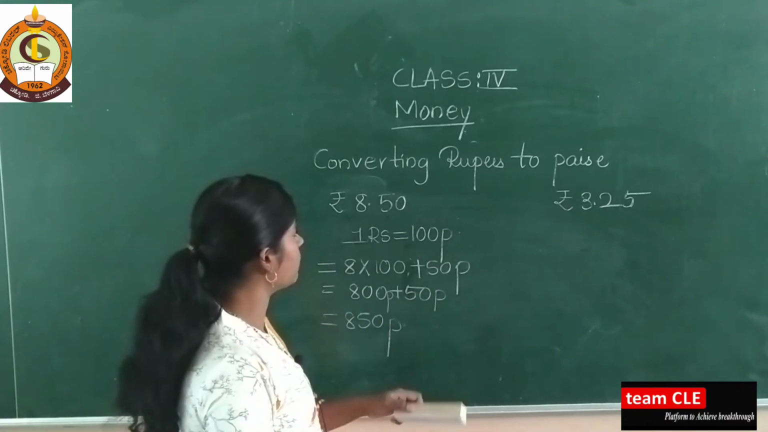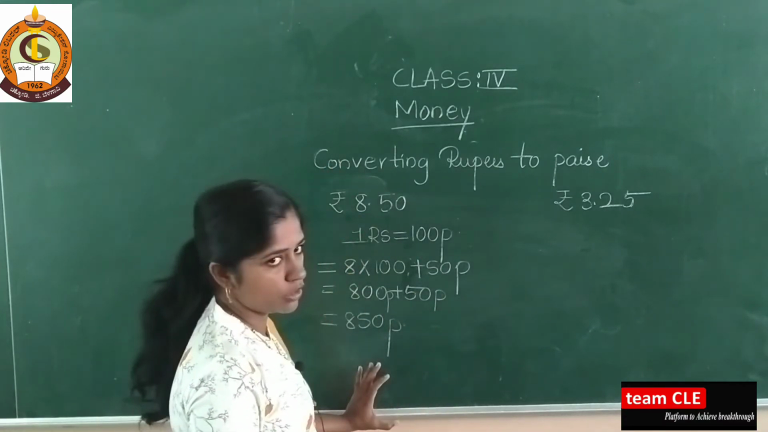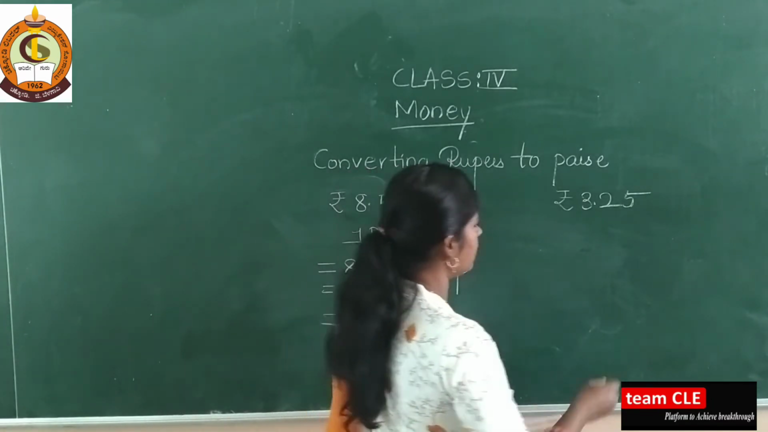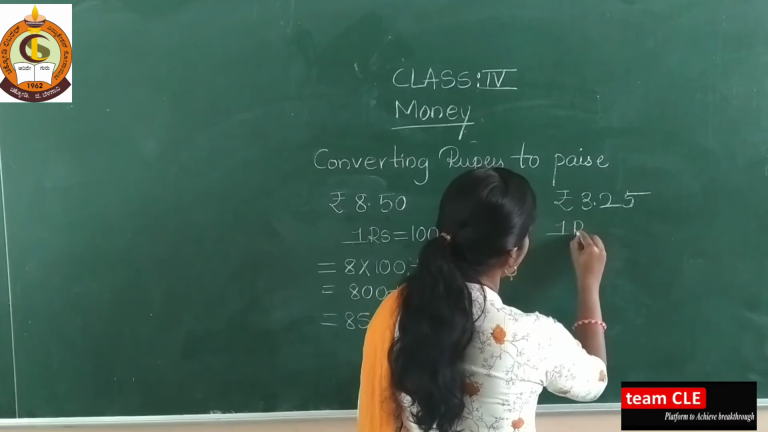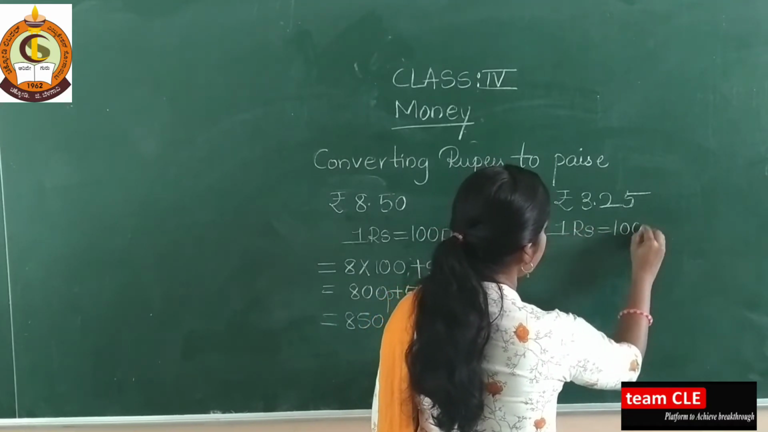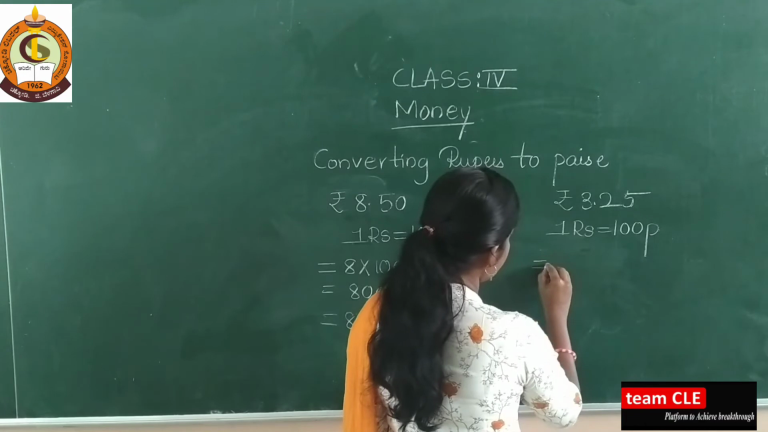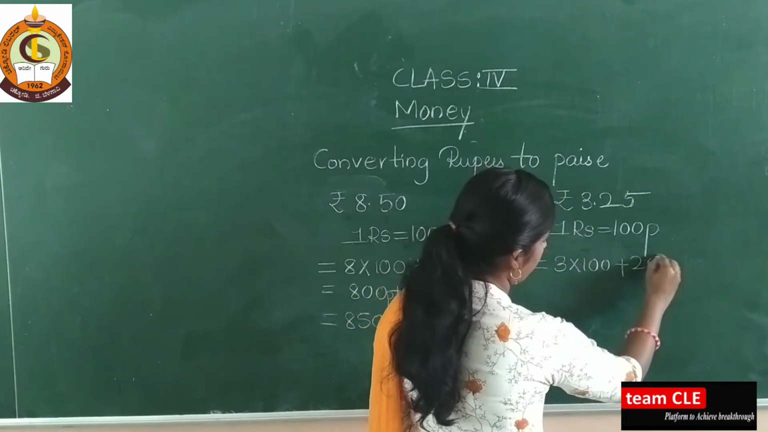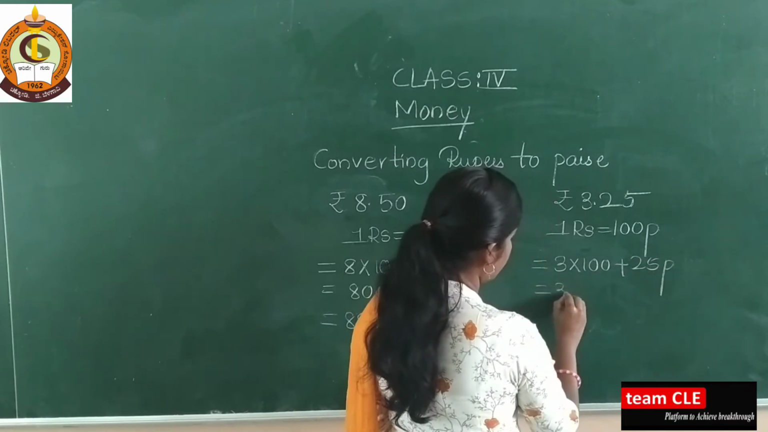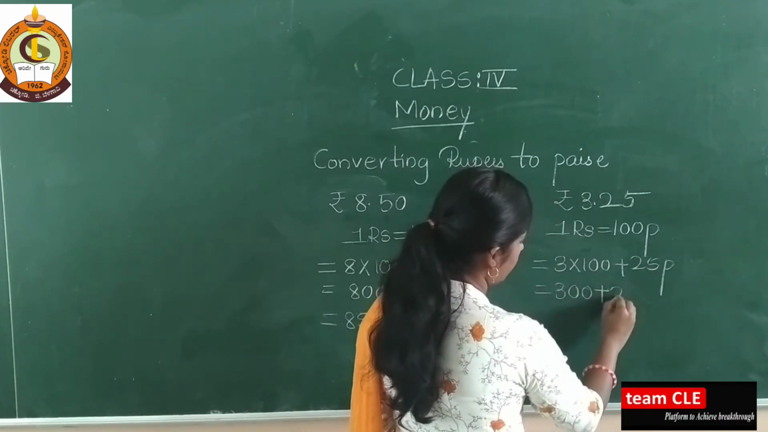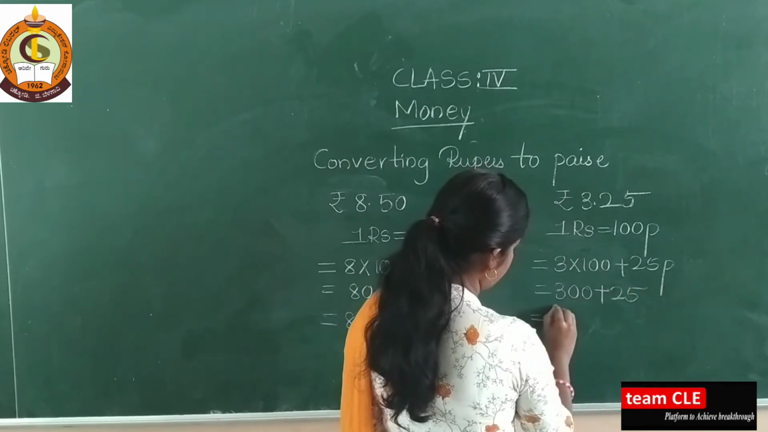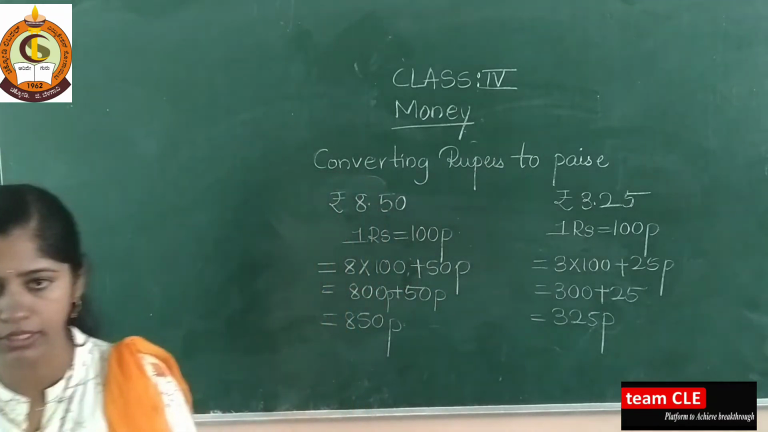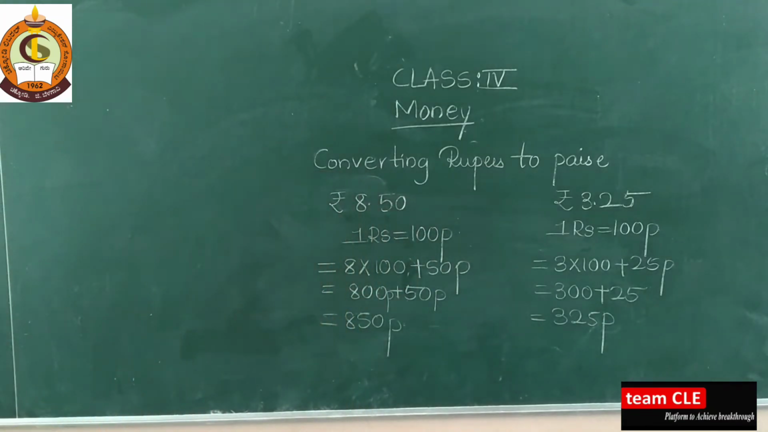Dear students, here I am converting a bigger unit to a smaller unit, so I am multiplying. Next, one more example. Here also the same procedure. 1 rupee is equal to 100 paise. Then 3 rupees is equal to 3 into 100 plus 25 paise. So multiply: 300 plus 25. After adding this, 325 paise. This type, you are going to convert rupees to paise.